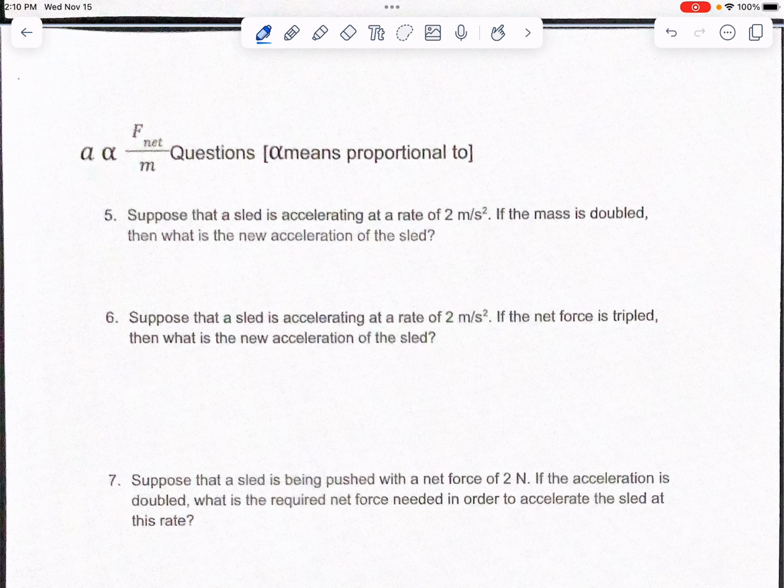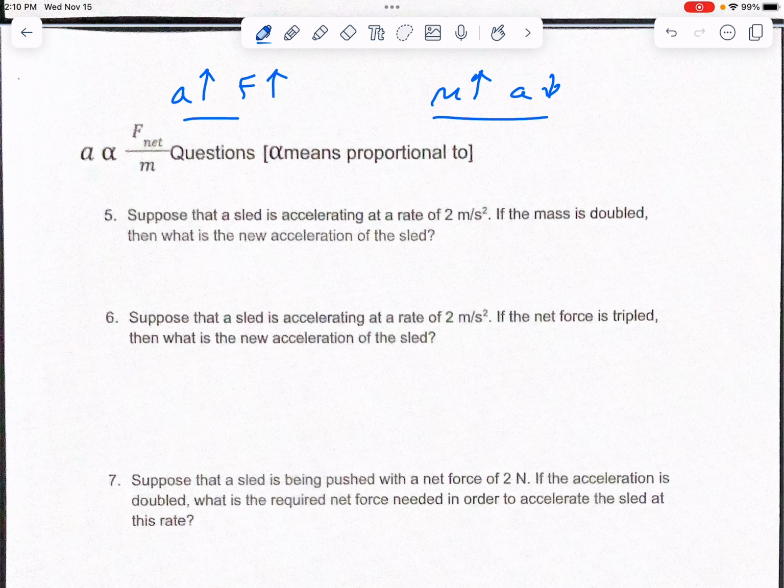So remember, we talked about in the last video, if acceleration goes up, force goes up as well. And that was the direct relationship. If mass goes up, acceleration has to go down, which is an indirect relationship. So these are what you need to know in order to answer this page.